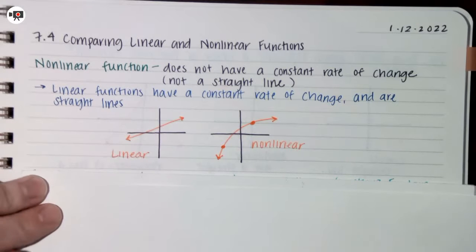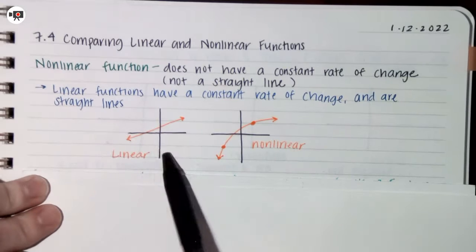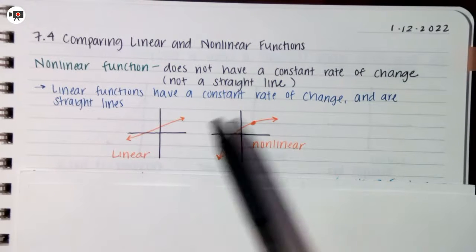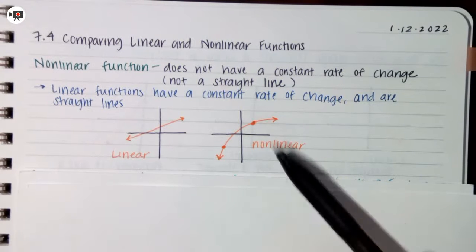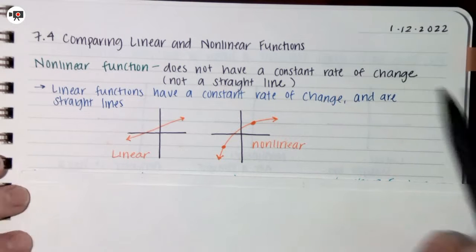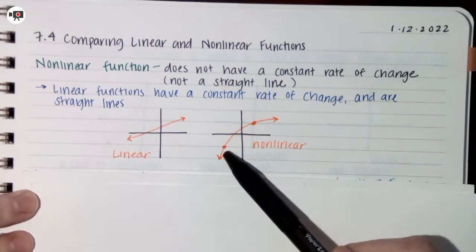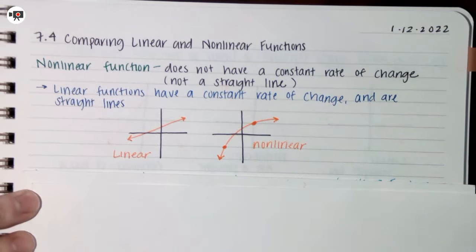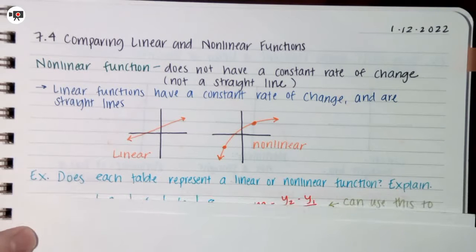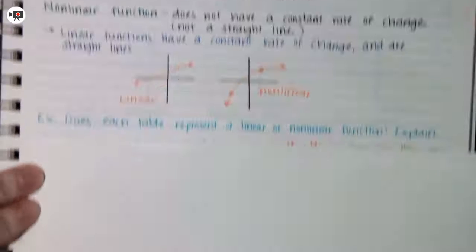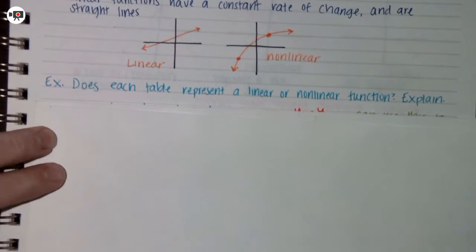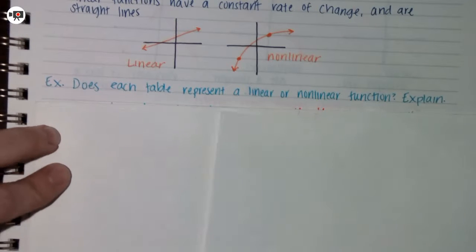So if I have two different graphs here, the first one is linear, it's a straight line. The second one is a curved line, and it is nonlinear. So the slope between these 2 points is not the same for every part between them. So we're going to look at a couple tables and see if they represent a linear or nonlinear function.